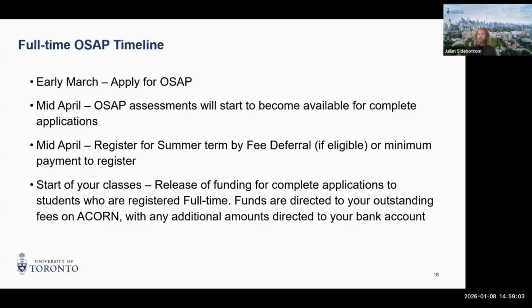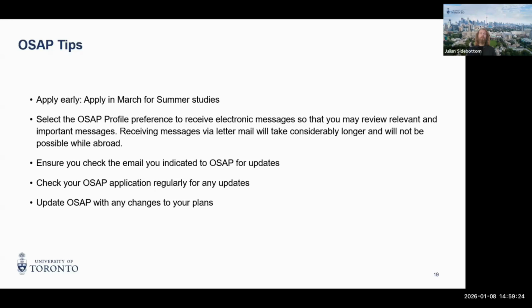Funding's released around the start of your classes. It's not possible to release it any earlier. That's just an OSAP policy. Any funding is first going to pay down whatever you owe on Acorn, and the remainder will go to whatever bank account you've indicated to OSAP. So the biggest tip is apply early.